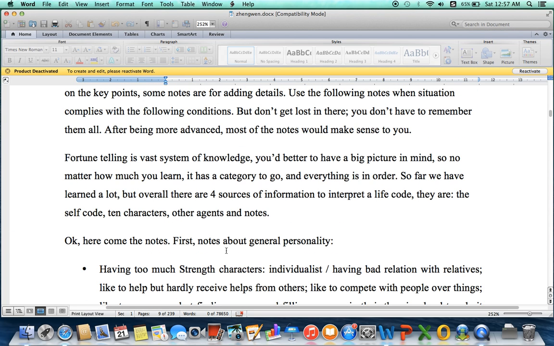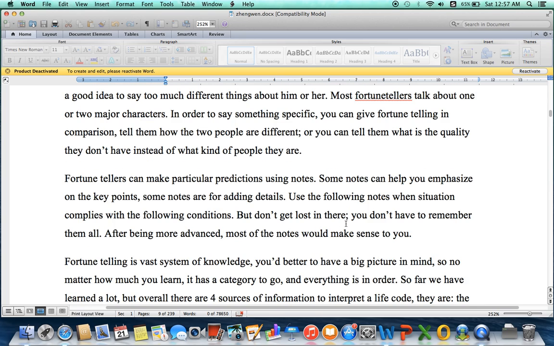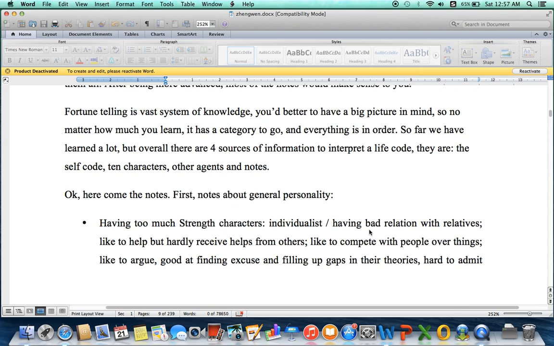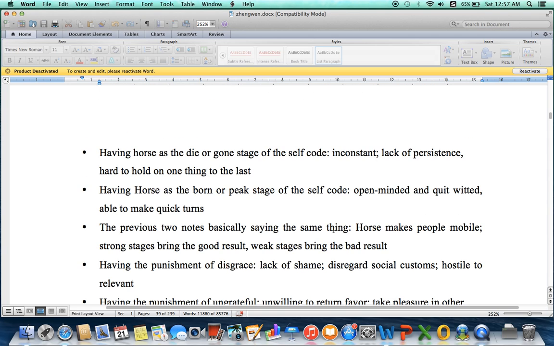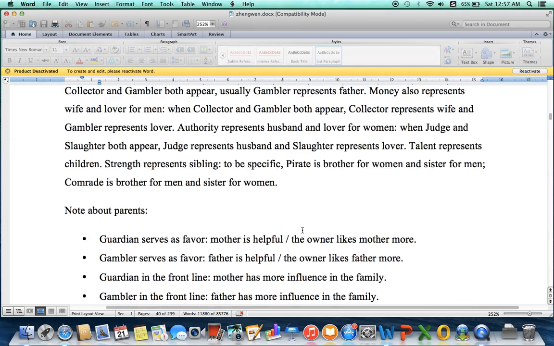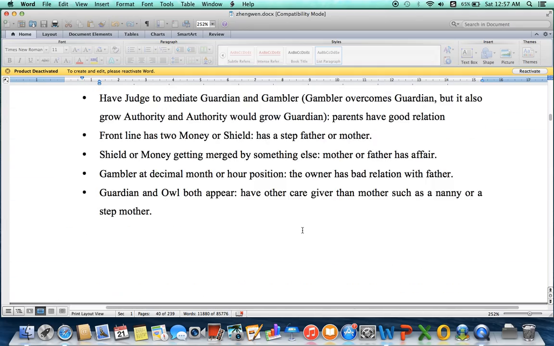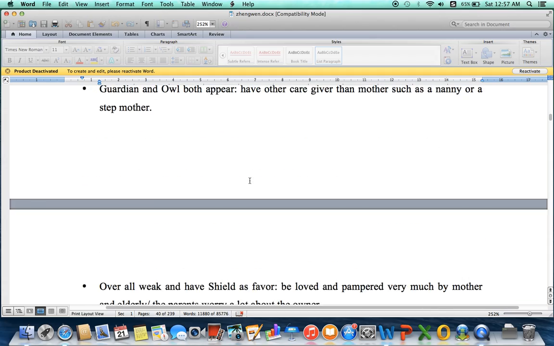Note is not something you remember in a hard way. After you become very good, for example, me, I never recite it, but I remember because there are some rules within the note. For example, guardian service favor. That means mother is helpful. Gambler service favor. That means father is helpful. Why is that? Because guardian represents mother and gambler represents father.